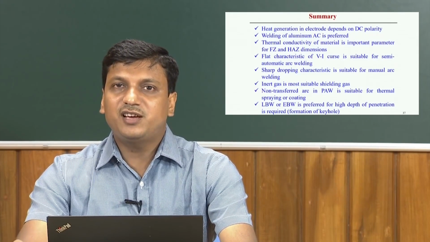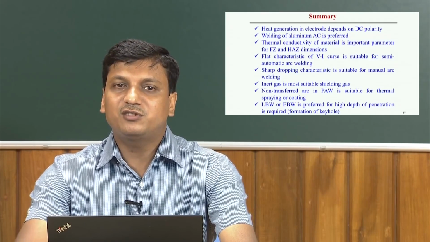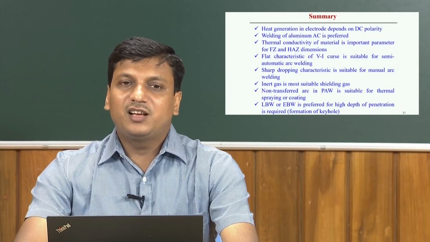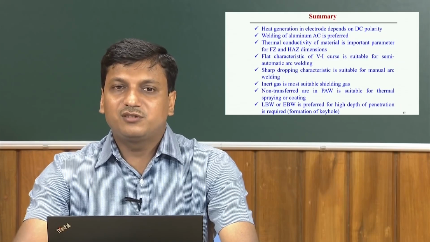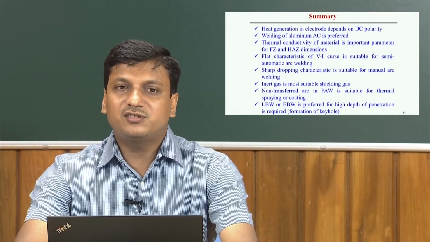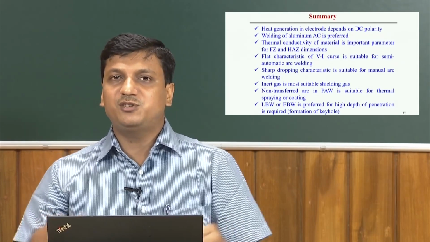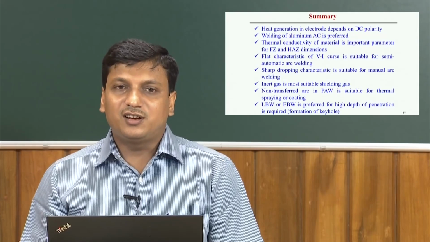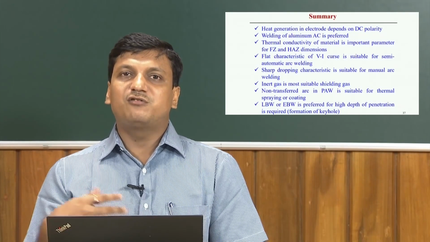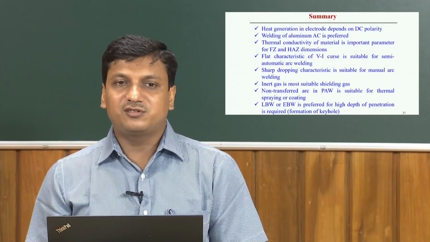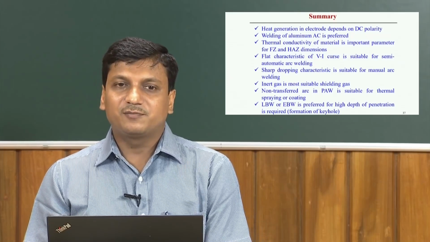So, if we look into what is the nature of the shielding gas? The inert type of gas is the most preferable choice for the shielding gas, and next is that in the plasma arc welding process, the non transferred arc is specifically suitable for thermal spraying or coating purposes rather than welding of different materials.